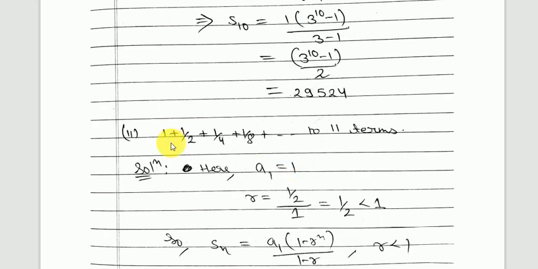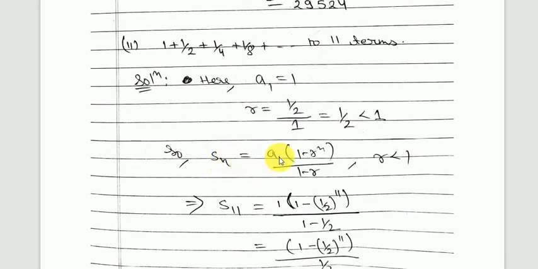Okay, next is 1 plus half plus 1 by 4 plus 1 by 8 and so on, till the 11 terms. So here I know the first term, that is 1. Here the ratio you can find: half divided by 1, or you can do 1 by 4 divided by 1 by 2. So you get ratio half, that is less than 1. So we'll use this formula, Sn equal to a1 (1 minus r to the power n) upon 1 minus r. So n is 11 over here, a1 is 1, r you know it's half. Put the values, get the answer.